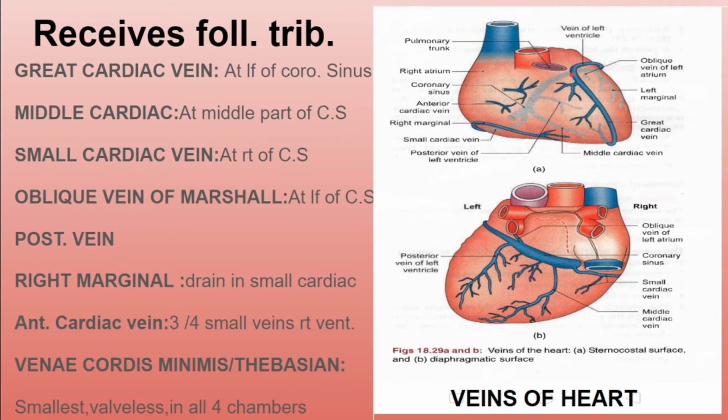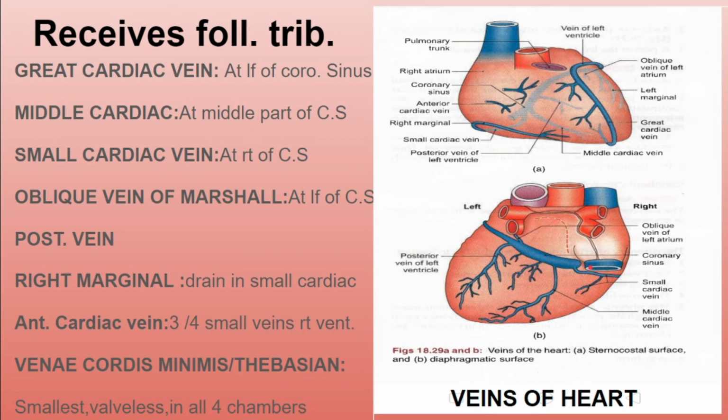Now the middle cardiac vein. This is the middle cardiac vein. The middle cardiac vein accompanies the posterior interventricular artery, which is a branch of the right coronary artery, and joins the middle part of the coronary sinus. Now the small cardiac vein. The small cardiac vein accompanies the right coronary artery in the right posterior coronary sulcus and joins the right end of the coronary sinus. The right marginal vein may drain into the small cardiac vein. Okay, we'll talk about this later.